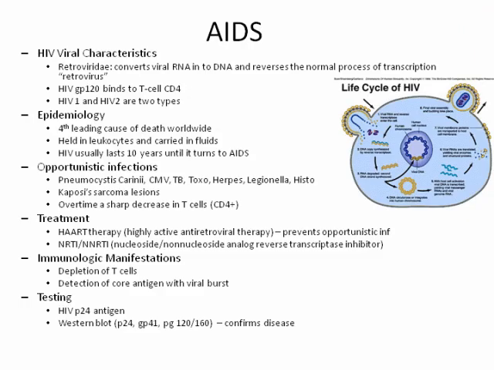All right, next one is AIDS. AIDS starts as HIV, human immunodeficiency virus. Some of the characteristics of HIV: it is from the Retroviridae family. It converts viral RNA into DNA and reverses the normal process of transcription. So we call it a retrovirus. Okay, so it does things kind of backwards.